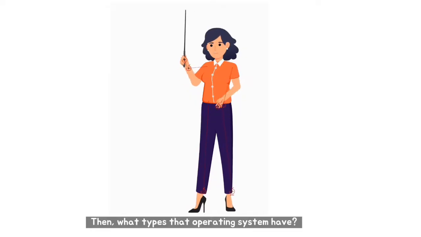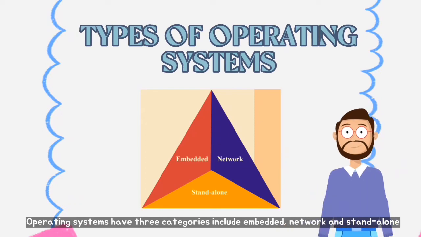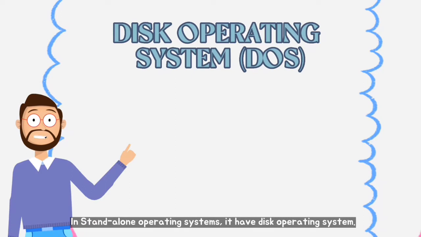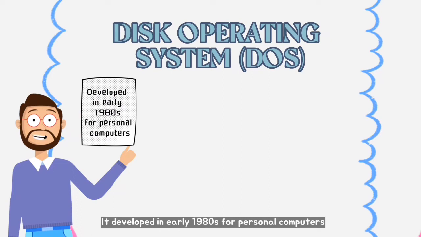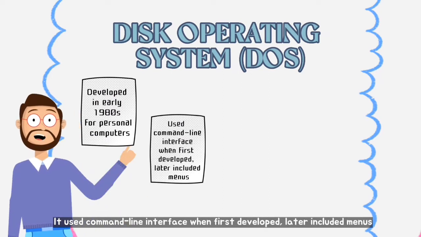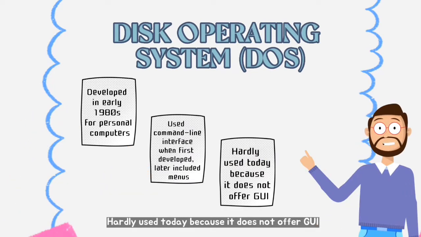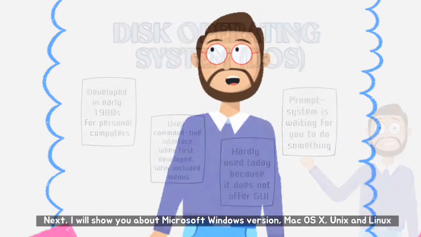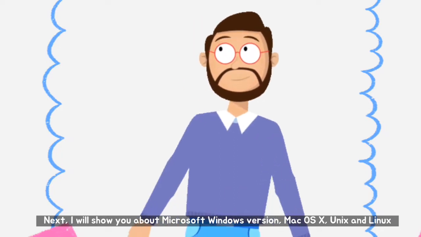Then, what types does operating system have? Operating systems have three categories, include embedded, network, and standalone. In standalone operating systems, there is DOS operating system. It was developed in early 1980s for personal computers. It used command line interface when first developed, later included menus. Hardly used today because it does not offer GUI, and only a prompt shows the system is waiting for you to do something. Next, I will show you about Microsoft Windows version, Mac OS X, Unix, and Linux.